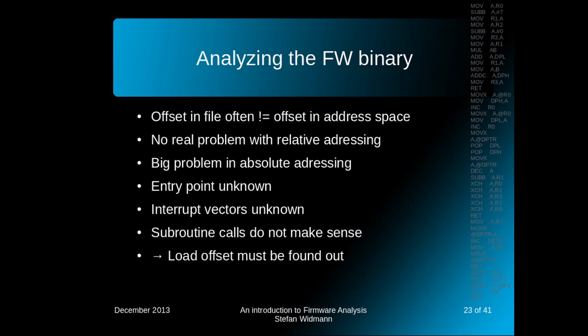The offset in the file, in the firmware file we loaded, is often not the offset in address space. This is no real problem when the architecture is using relative addressing. Relative addressing means we have a register content, and whatever we want to access is based on some register's content, location-independent code. But we have a big problem when absolute addressing is being used. And even architectures supporting relative addressing do have some absolute addressing still somewhere on some axis.